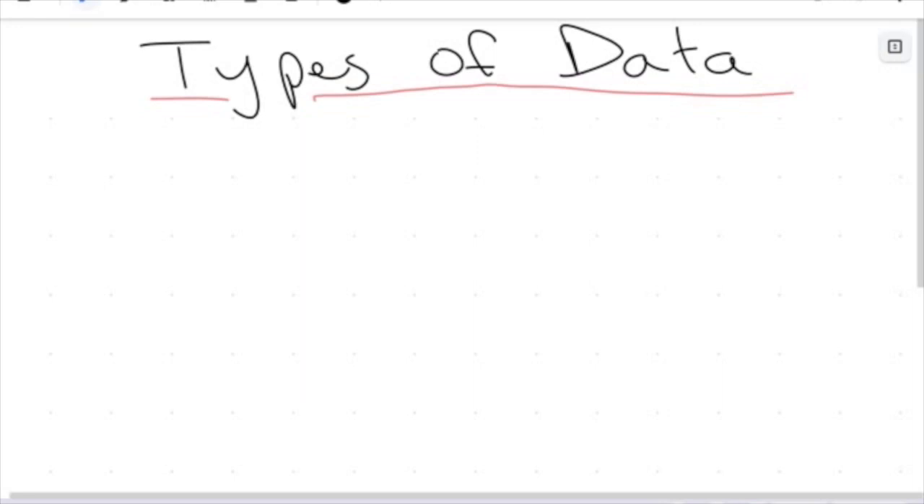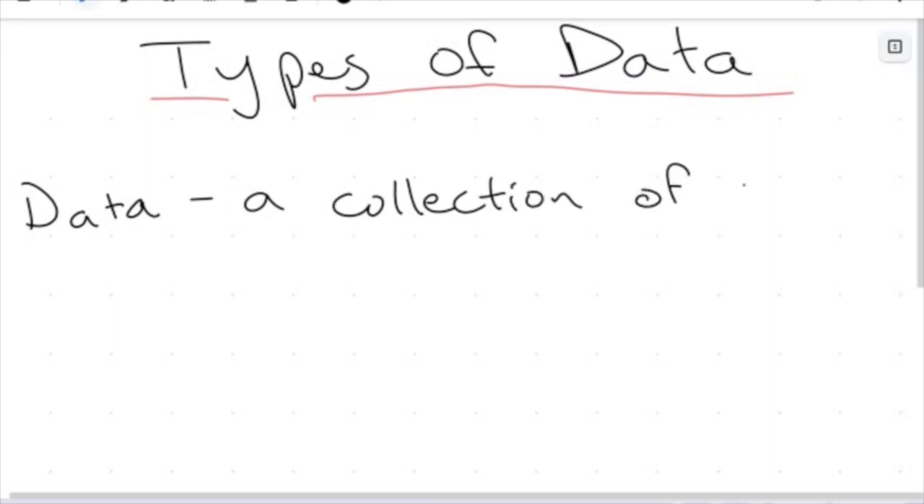Now, before we can even start talking about this topic, I've used this word data here, but what does that actually mean? What am I talking about when I mention the word data? So let's take a minute to define this. Data, in the simplest way possible, is a collection of information. This can be collected from anyone, anywhere, at any time.